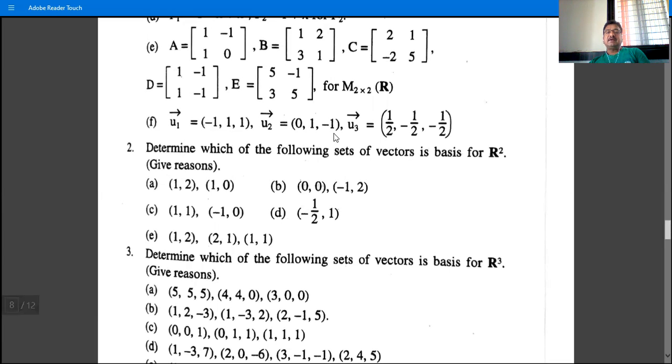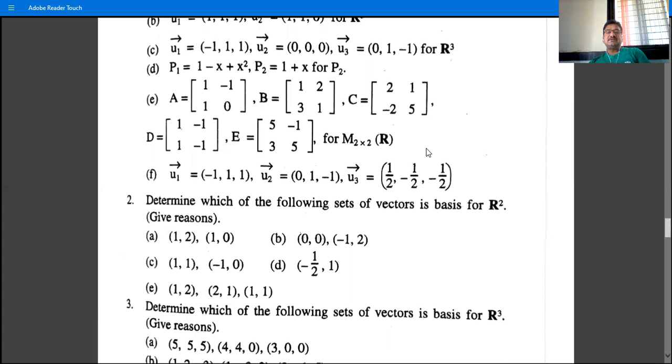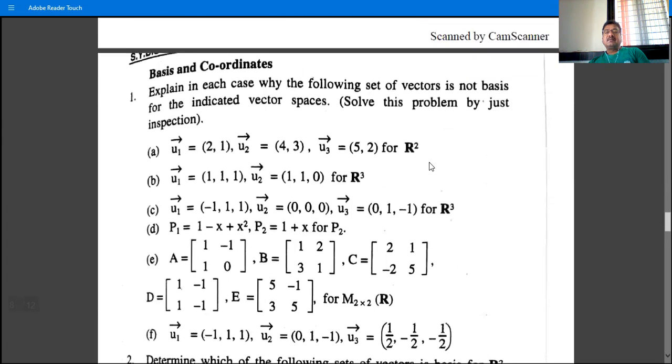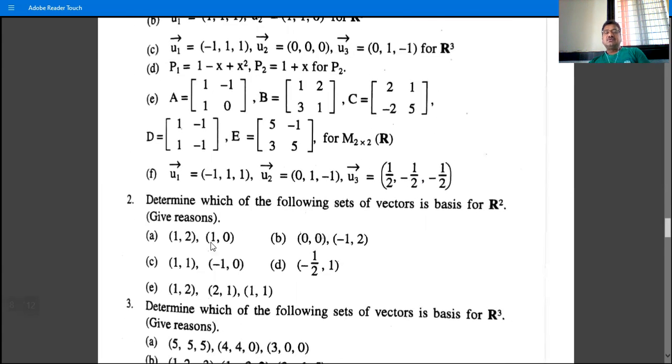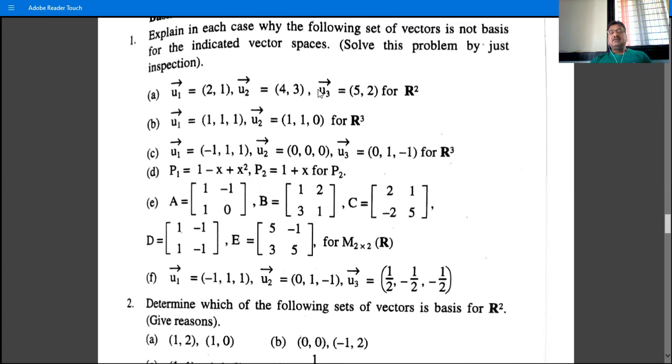Similarly, these three vectors u1, u2, u3, we have to check whether this is a basis for R3. We can check whether this set containing three vectors is linearly dependent or independent. But if you observe, if you multiply this by -1/2, then we have this. So this element is a multiple of that, and so this set is not linearly independent, and therefore the set containing these three vectors is not a basis of R3. So by observation we can give the answer to these problems.